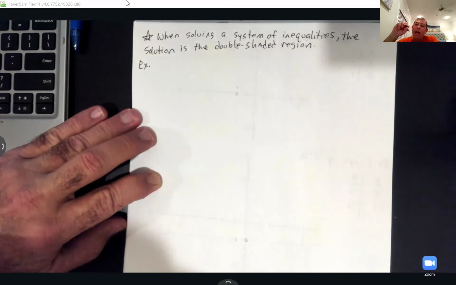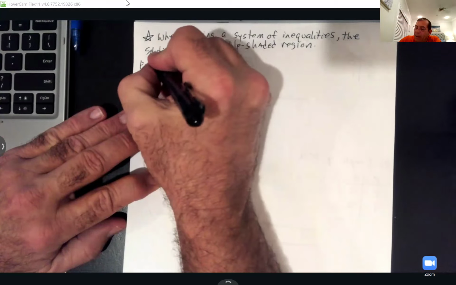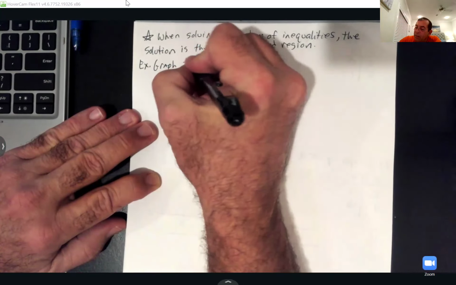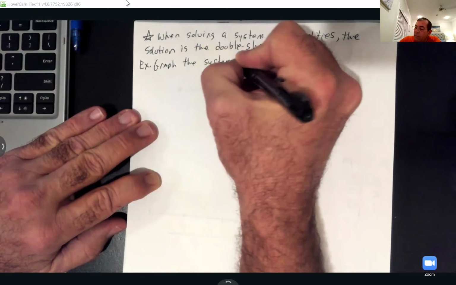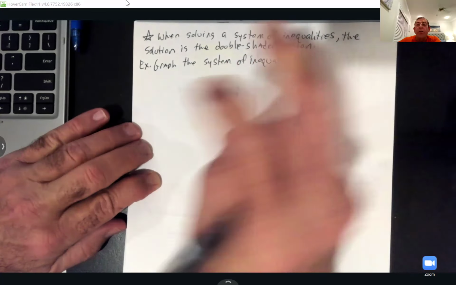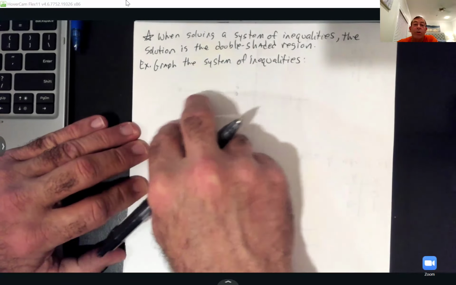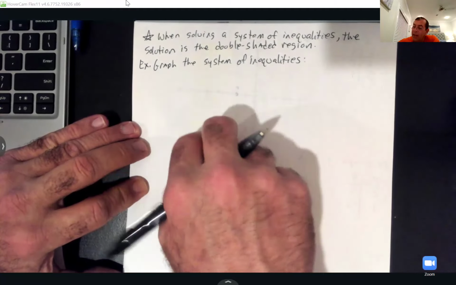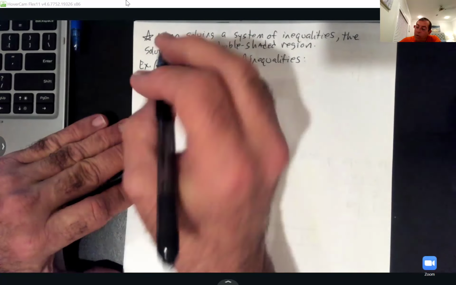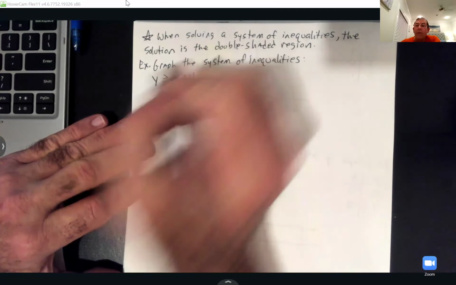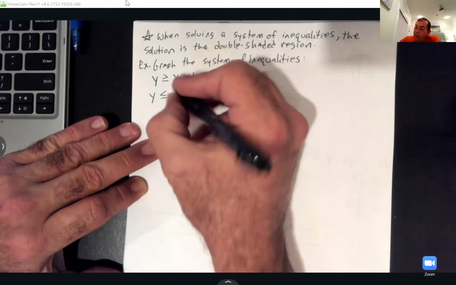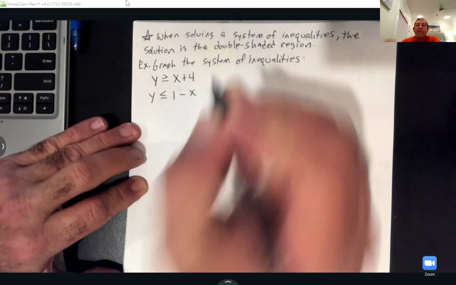So they're going to say graph, and this is like number 5, graph the system of inequalities. And y'all, you can graph a system of inequalities on the calculator, so I'll show you how to do this one both ways, calculator and hand. First equation, y greater than or equal to x plus 4. Second equation, y is less than or equal to 1 minus x.